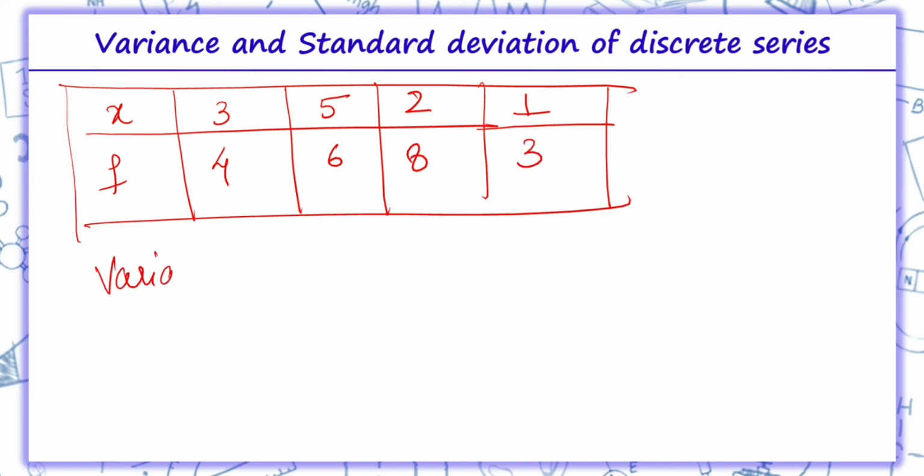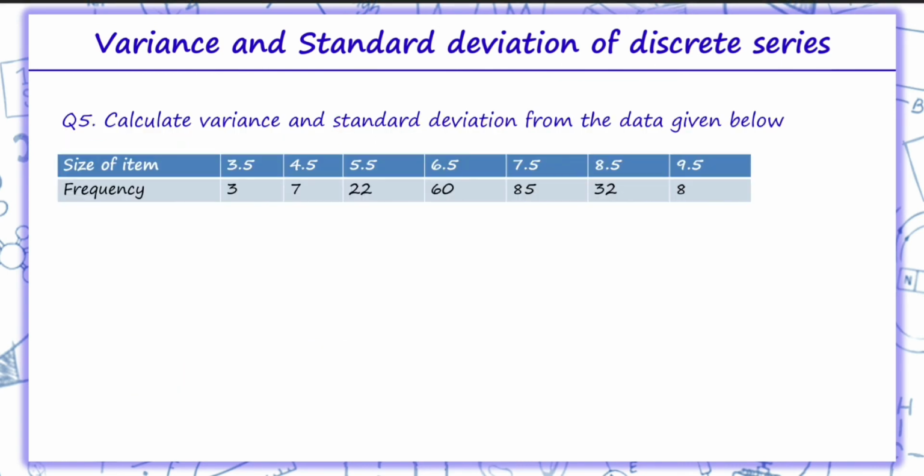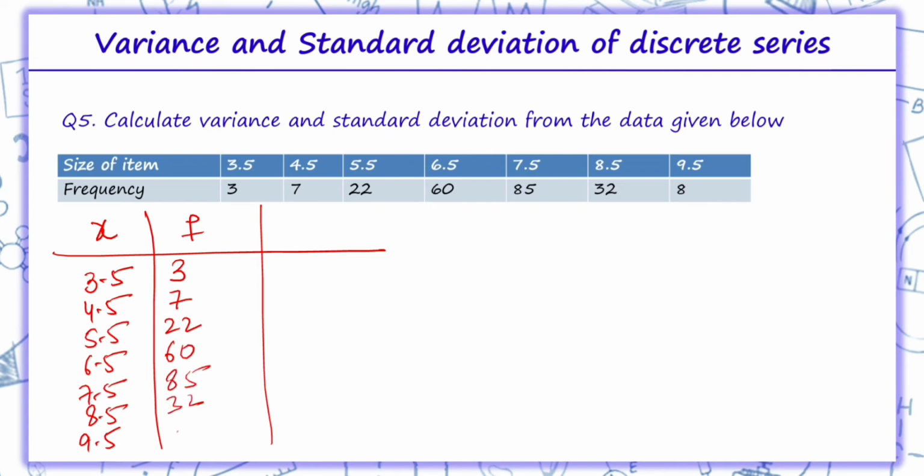When we have to calculate the variance for this discrete series, the formula is 1 by n summation of f d square minus 1 by n summation of f d whole square. Similarly, the standard deviation will be the square root of the variance. Coming to the question, we are provided with x and f. So x is 3.5, 4.5, 5.5, 6.5, 7.5, 8.5, 9.5, and f is 3, 7, 22, 60, 85, 32, 8.